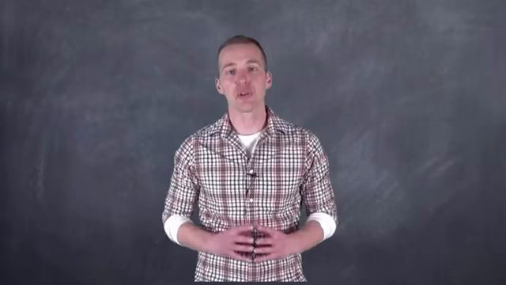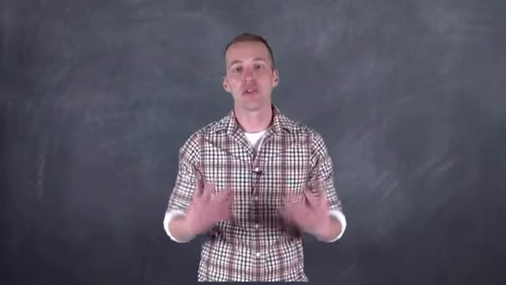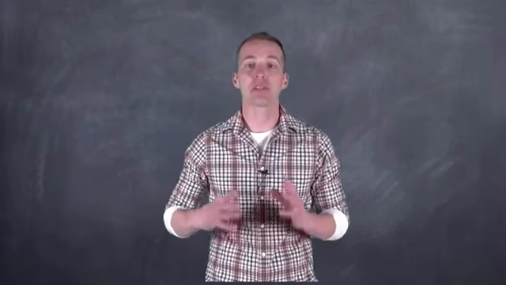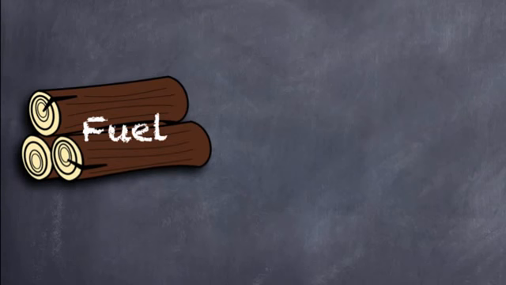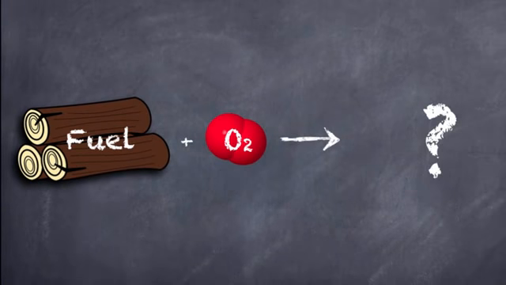Now let's take a closer look at what actually goes on during a combustion reaction, so that will help us learn how to identify them. Well, the first thing that we need is, as I've mentioned, a fuel. And this fuel also has to be in the presence of enough oxygen gas. And typically that oxygen gas is found in the air. But what are the products of this type of reaction?